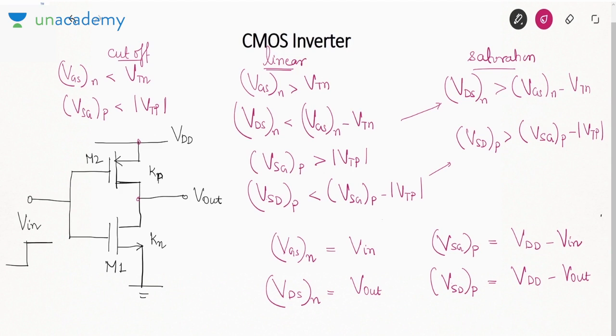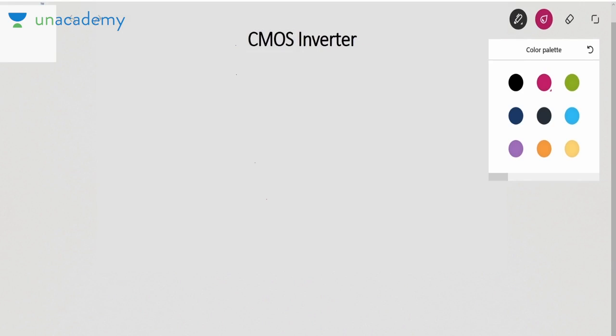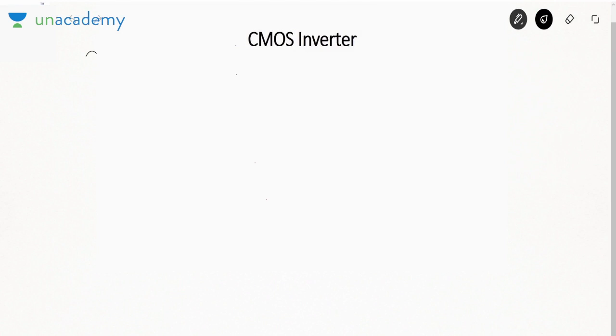Now what we have to do is analyze the behavior of this circuit under different values of Vin. So let me take the first case, case 1. The case 1 that I am taking is Vin is less than Vtn. This Vtn, threshold voltage of NMOS, is positive.